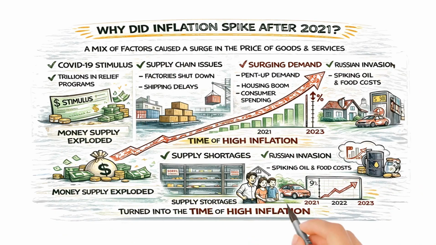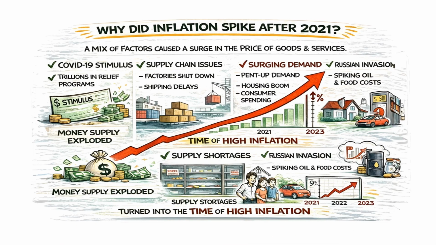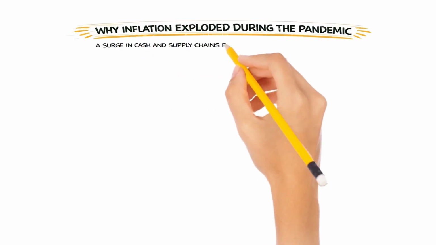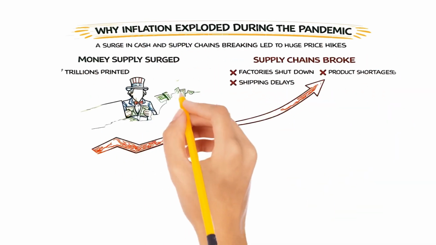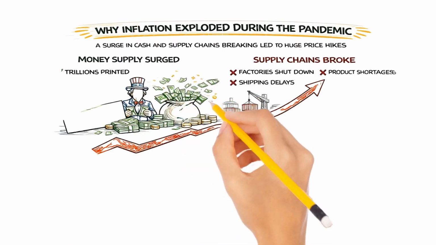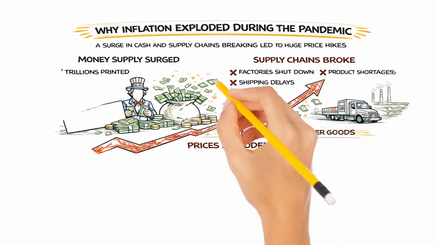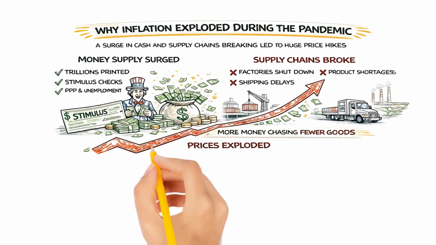Why did inflation spike so hard from 2021 to 2023? That's macroeconomics. During COVID, governments around the world printed trillions of dollars: stimulus checks, Paycheck Protection Program loans, enhanced unemployment benefits. More money flooded into the economy. That's the money supply increasing dramatically. At the same time, supply chains broke.